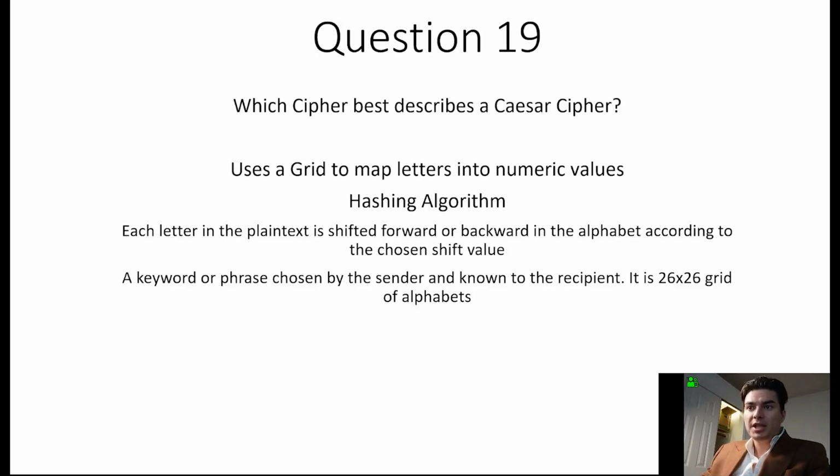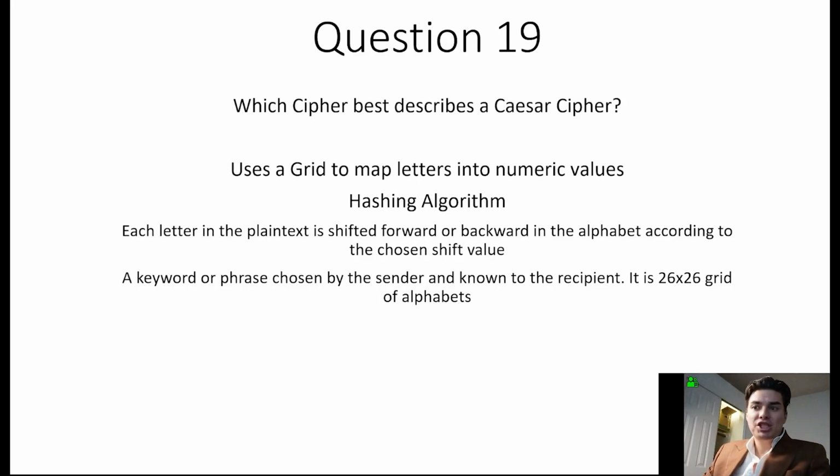Question 19. Which cipher best describes a Caesar cipher? Let's take a look at all the options on here. Uses a grid to map letters into numeric values. That's a Bifid cipher, which is a classical substitution method and uses elements of the Polyalphabetic and Playfair cipher. Hashing algorithm, definitely not the answer.